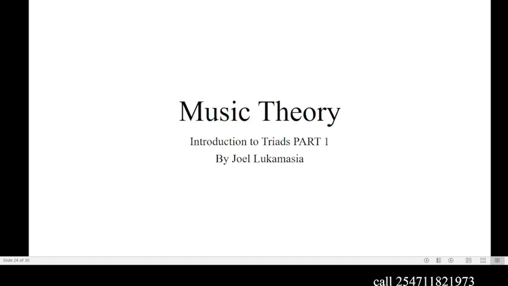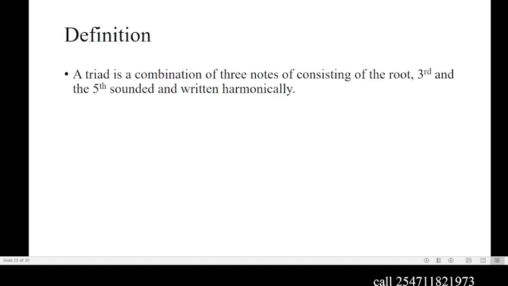Now, today we're going to talk about triads, and I'll start by defining what a triad is. A triad is a combination of three music notes, consisting of the root, the third, and the fifth. They are sounded or written harmonically, meaning they are written vertically, one on top of the other. So the root will be down, the third in the middle, and the fifth on top.